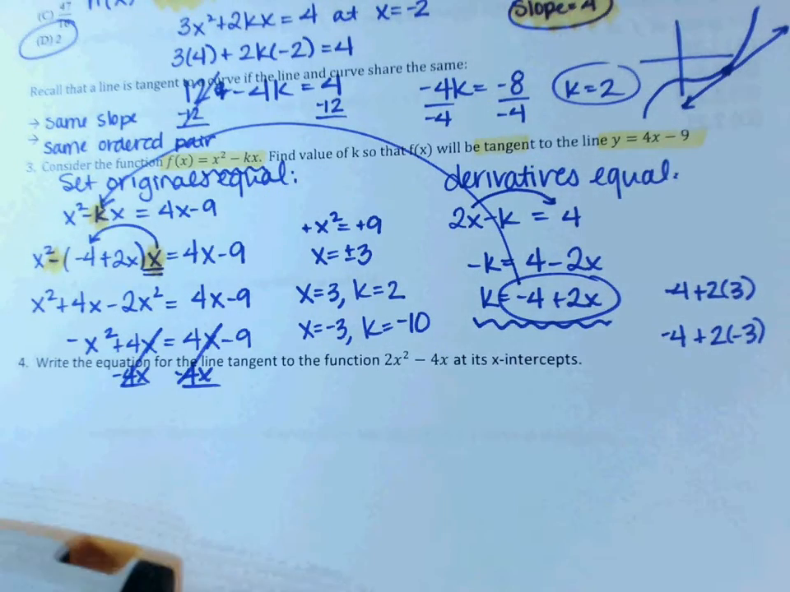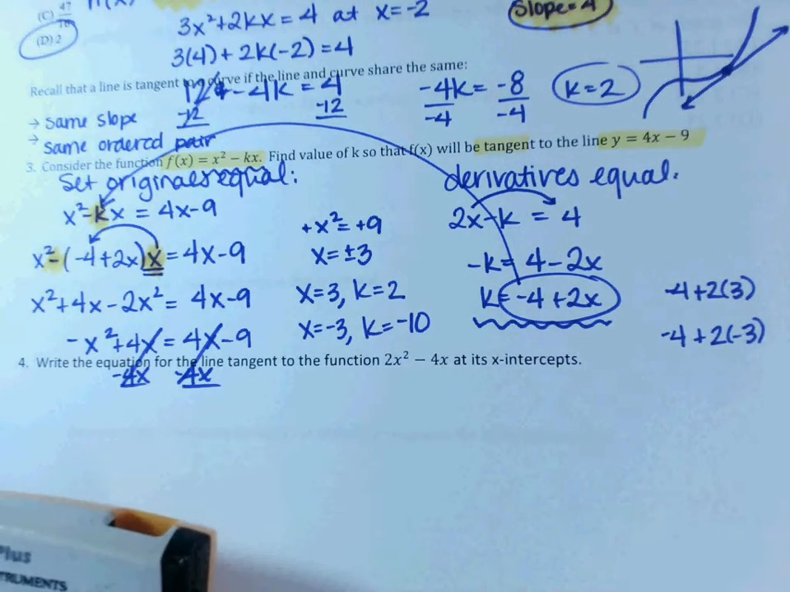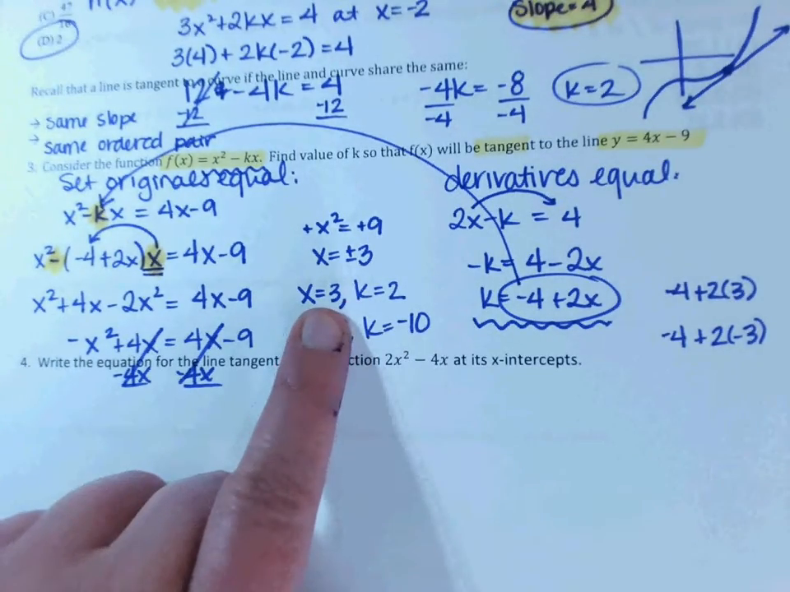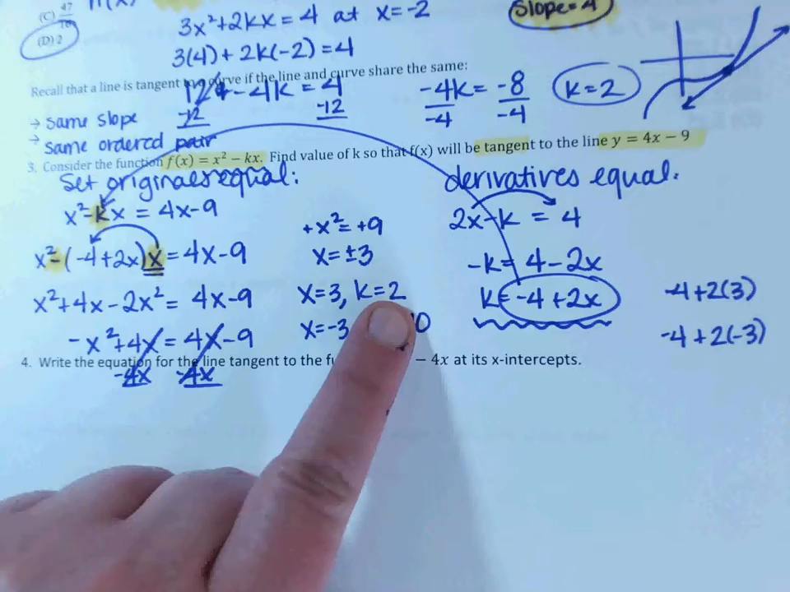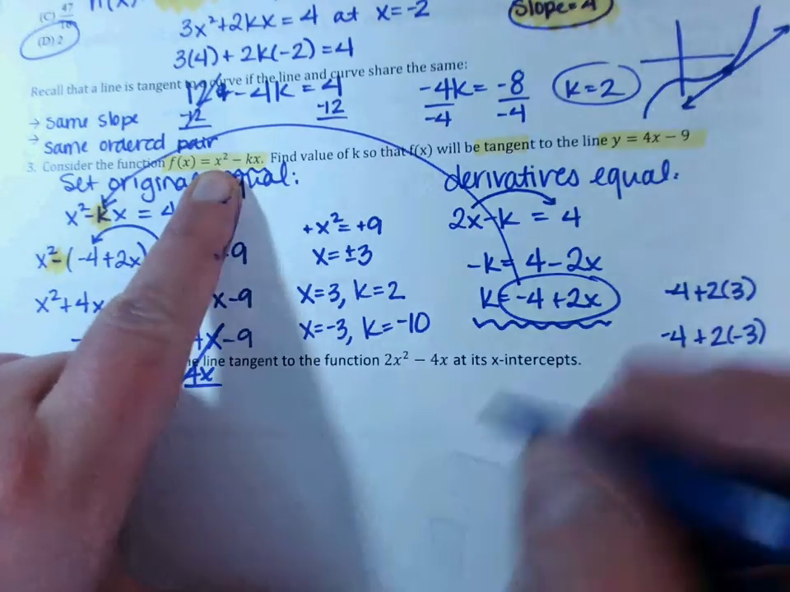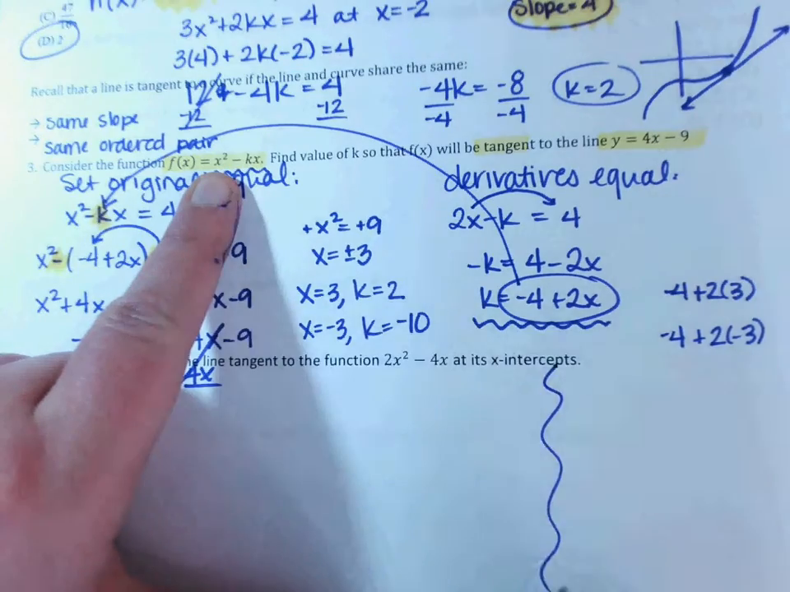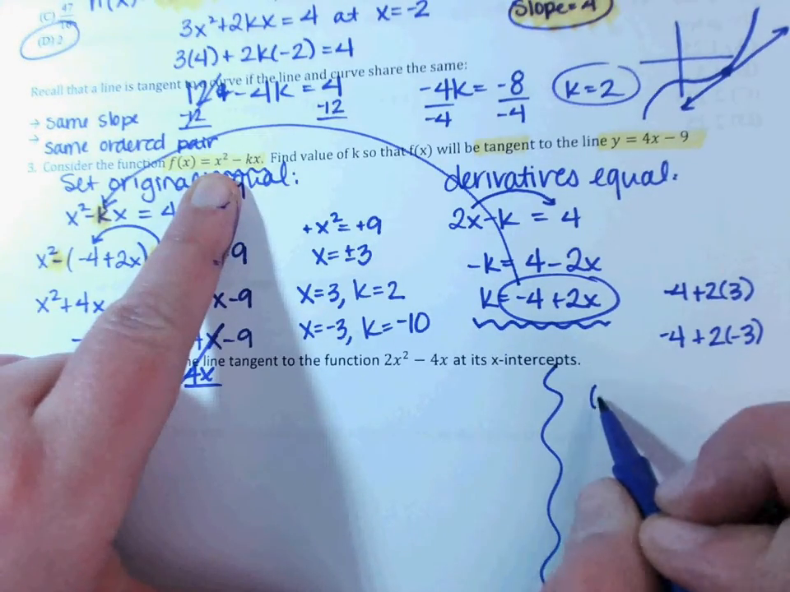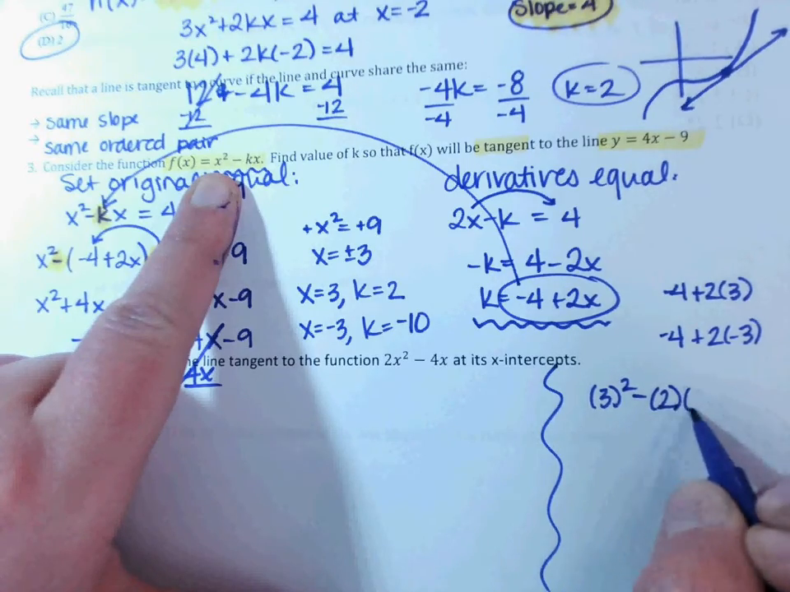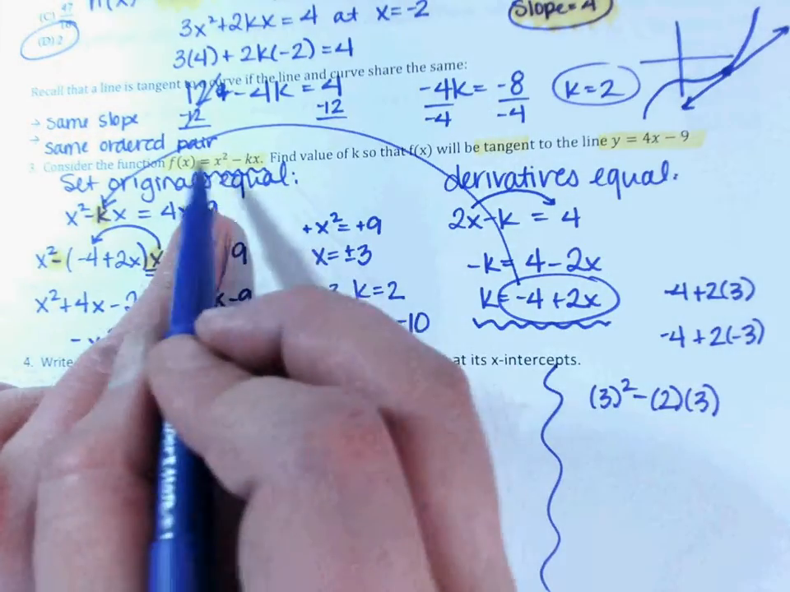The other option would be for you to go back and plug them in and make sure that they match. Actually, let's do it by hand just in case. So plug in, our x is a 3, our k is a 2. I'd have 3 squared minus my k, which is a 2, times 3. I'm plugging into my f.